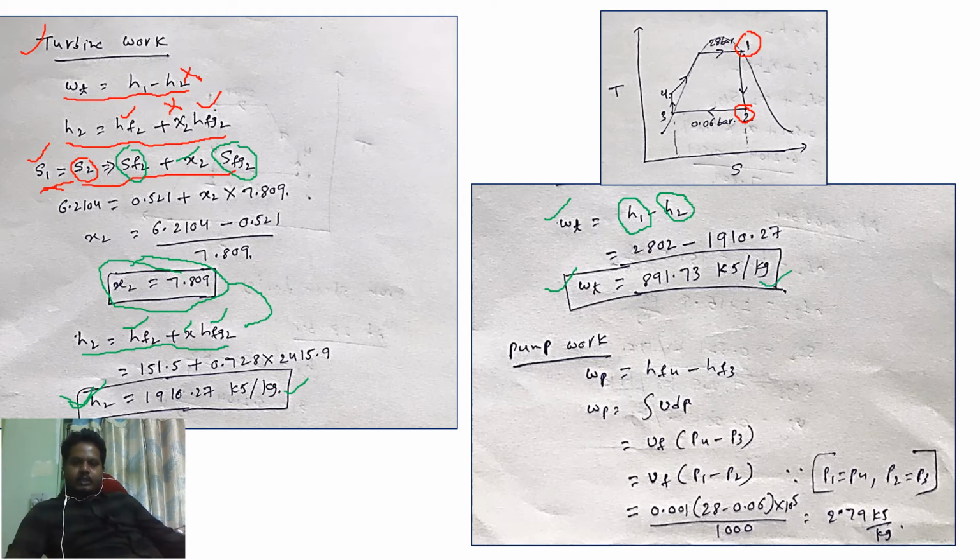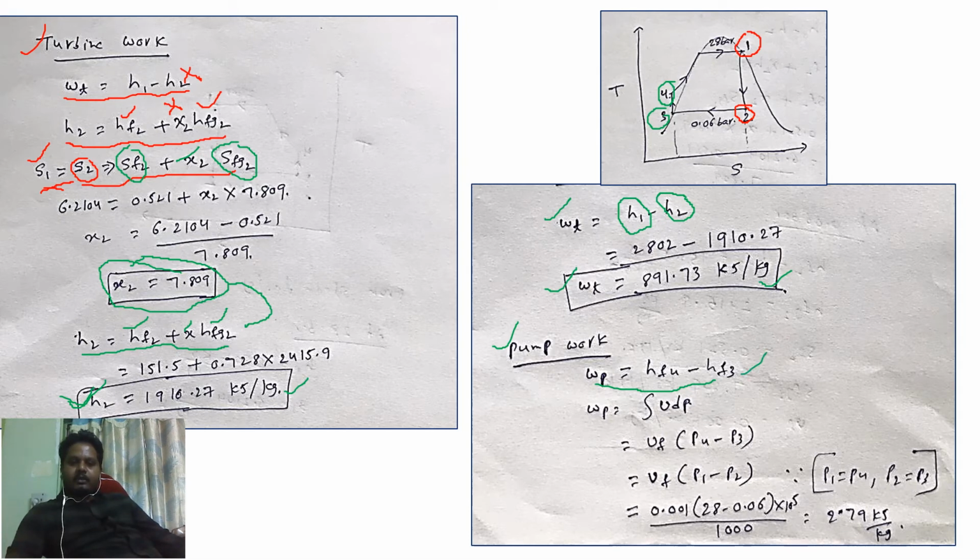Now the other question is pump work. The equation for pump work is the work input to the pump. Here the work input to the pump is the process 3 to 4, so H4 minus H3. But here we can write it as HF4 minus HF3, because points 3 and 4 are in the saturated liquid zone. So that's why we can write it as HF4 minus HF3.